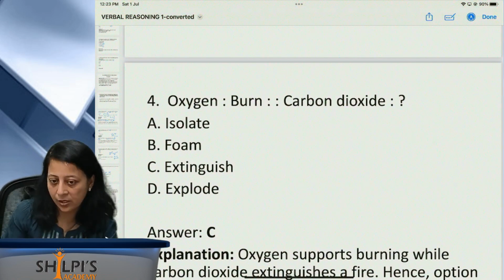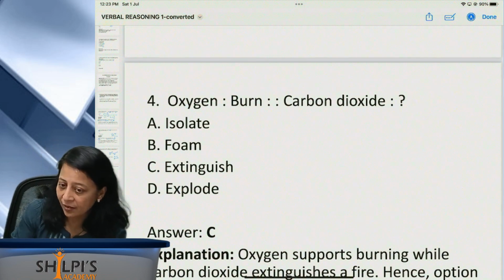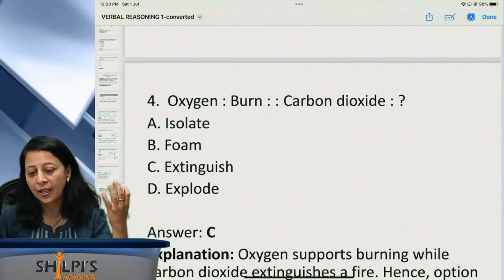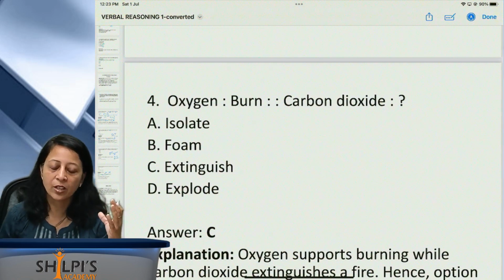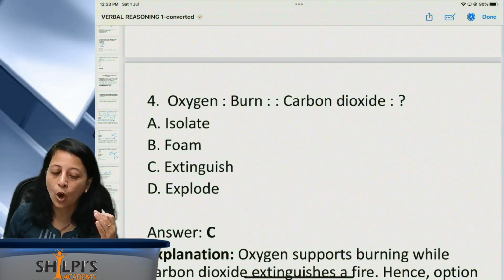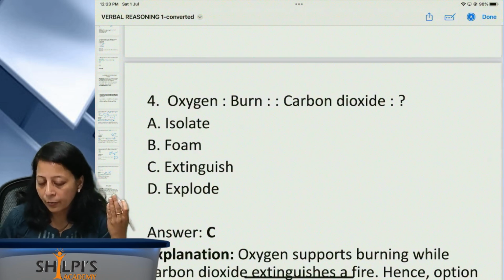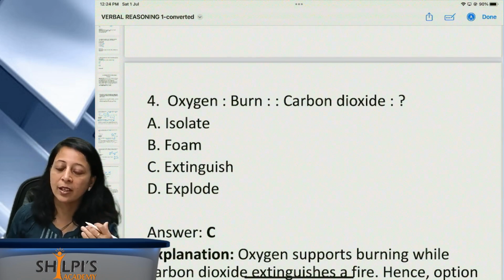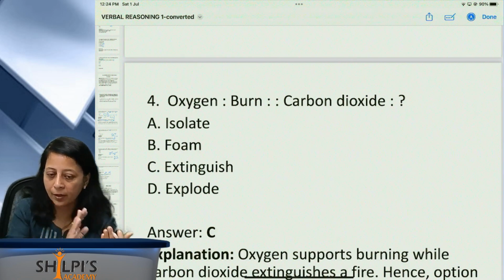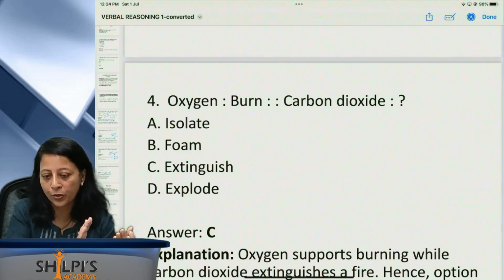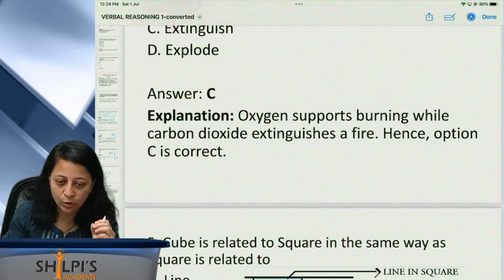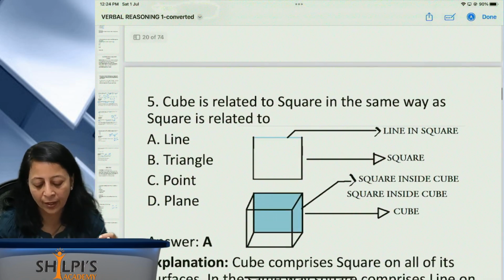Oxygen burns. Carbon dioxide extinguishes. We have seen in multiple flats, apartments, schools, there will be a fire extinguisher, right? What does a fire extinguisher have? It has carbon dioxide to put off the fire. Whereas if you use oxygen, it burns very fast. So oxygen helps in burning, carbon dioxide puts it off. That is why we call it a fire extinguisher, because it extinguishes a fire.